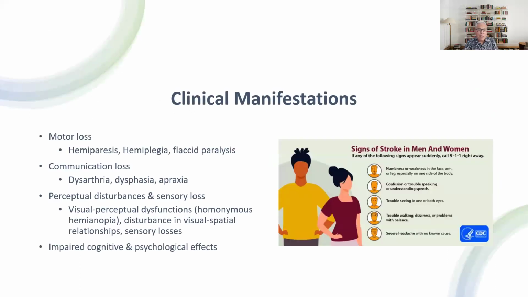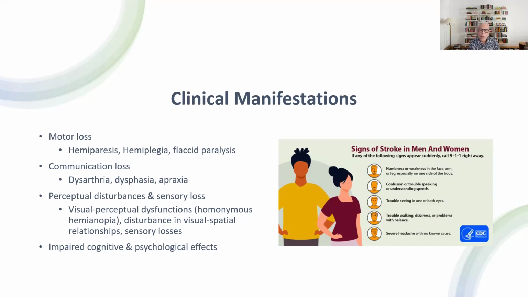What are some of the clinical manifestations that we are going to see in patients who have stroke? Stroke can cause a very wide variety of neurological deficits. As we discussed yesterday, it depends on the location of the lesion, the size or area of inadequate tissue perfusion, and how much collateral circulation the patient has. Generally, the clinical manifestations include motor loss, communication loss, perceptual disturbances, and impairment of cognitive and psychological effects. Let's take a look at the motor loss.